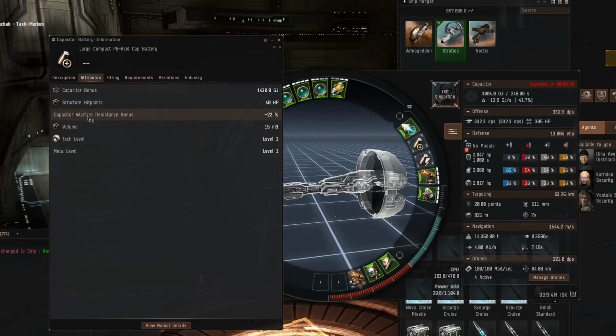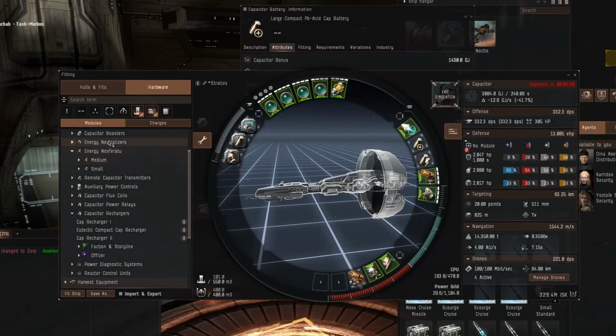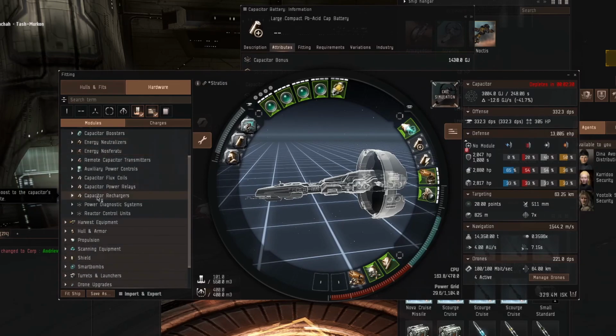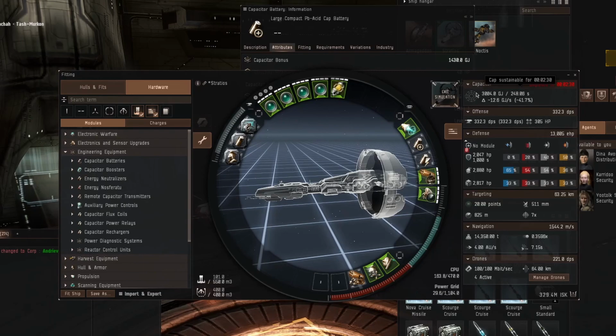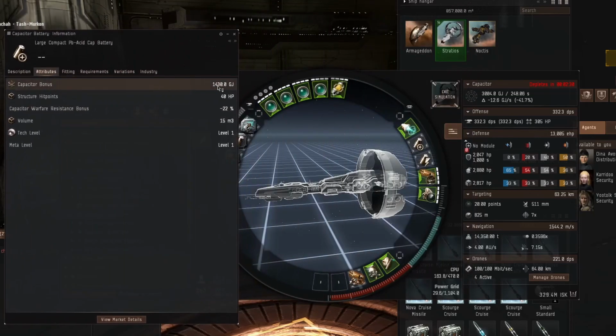This capacitor warfare resistance bonus is also something that only cap batteries do. There are two modules, energy Nosferatus and energy neutralizers, which are aggressive enemy modules used on you which leach capacitor out of your capacitor, and these reduce the effects of these by 22%. So not only are they giving you a huge amount of capacitor to your total pool, they're also reducing the amount which is stolen by these aggressive modules.